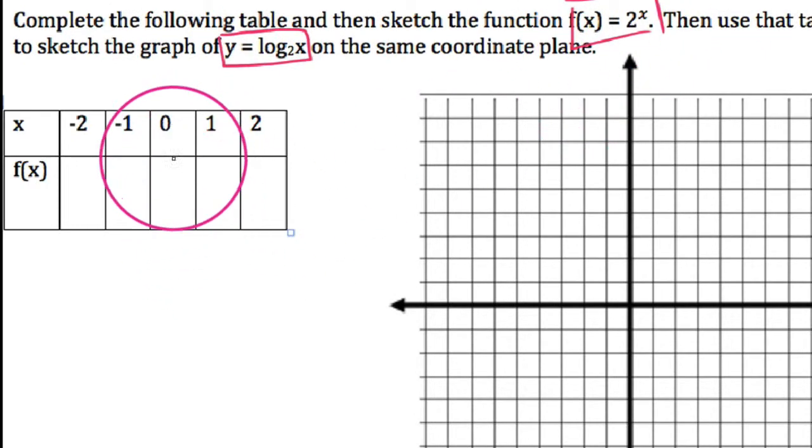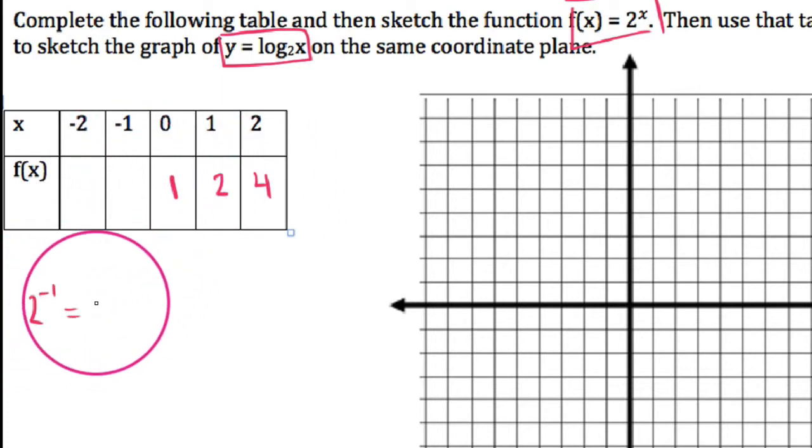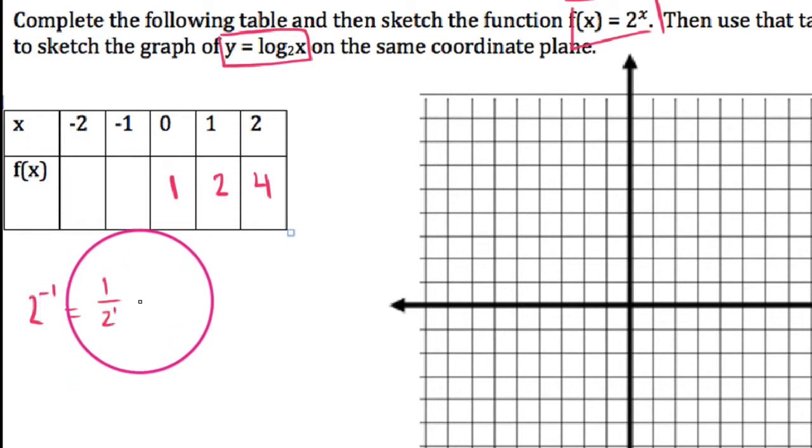I like to plug in 0 first. 2 to the 0 is 1. 2 to the 1 is 2. 2 to the 2 is 4. Going backwards, 2 to the negative 1. Recall that 2 to the negative 1 is the same thing as 1 over 2 to the positive 1, which is a half. So we get a half here.